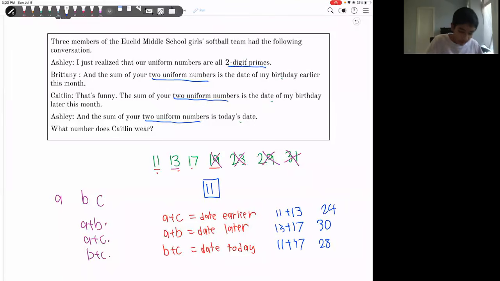So just to clarify a little bit here, I know it's a bit confusing. The date earlier has to be less than the date today, which has to be less than the date later. So we have these three numbers, and now we can form the conditions. The date later will be 13 plus 17. The date today is 11 plus 17. And the date earlier will be 11 plus 13. Because we have these conditions that this is the least, this is the middle, and this has to be the most. Then the date later was 30, the date earlier was 24, and the date today was 28. Now we're asked to find Caitlin's number. We look at the two numbers of Ashley and Brittany, which are 13 and 17. Therefore, Caitlin's number has to be the other number, which is 11.